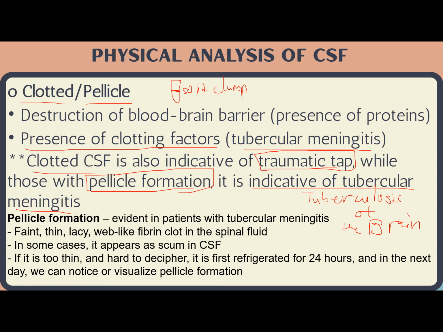Now, pellicle formation, class, as mentioned, is evident in patients with tubercular meningitis. It would appear as a faint, thin, lazy, web-like fibrin clot in the spinal fluid. In some cases, it appears as scum in CSF.